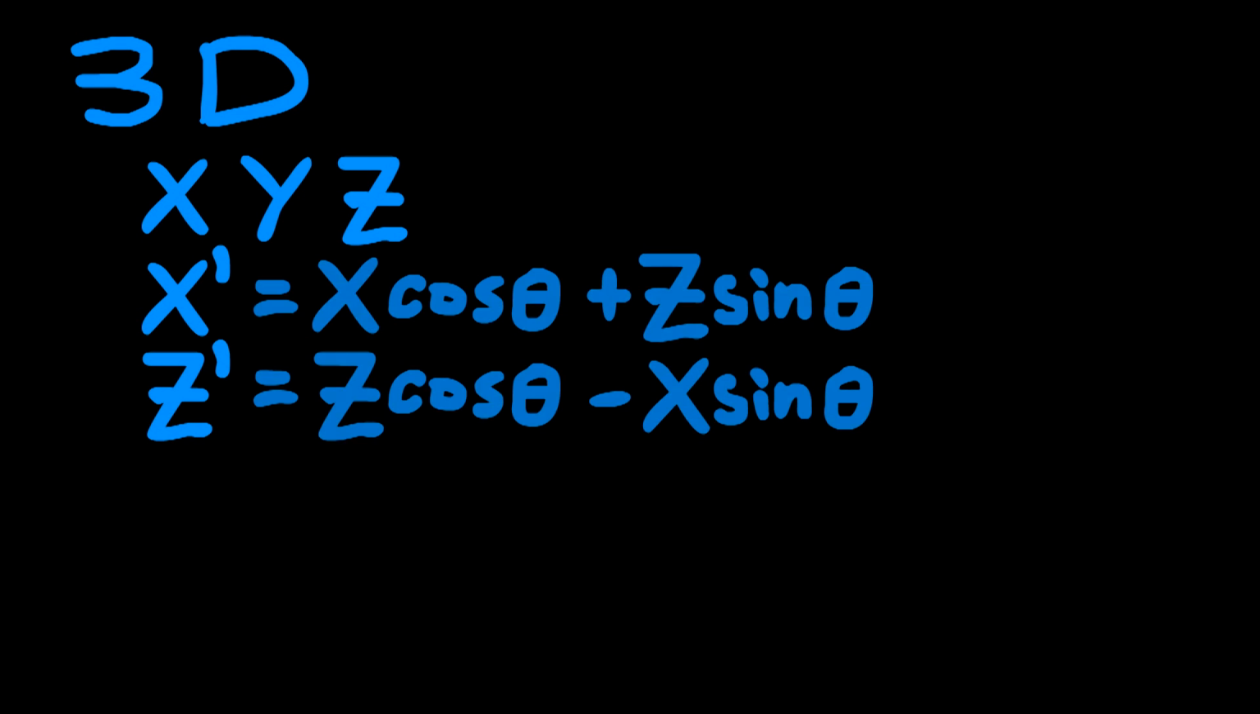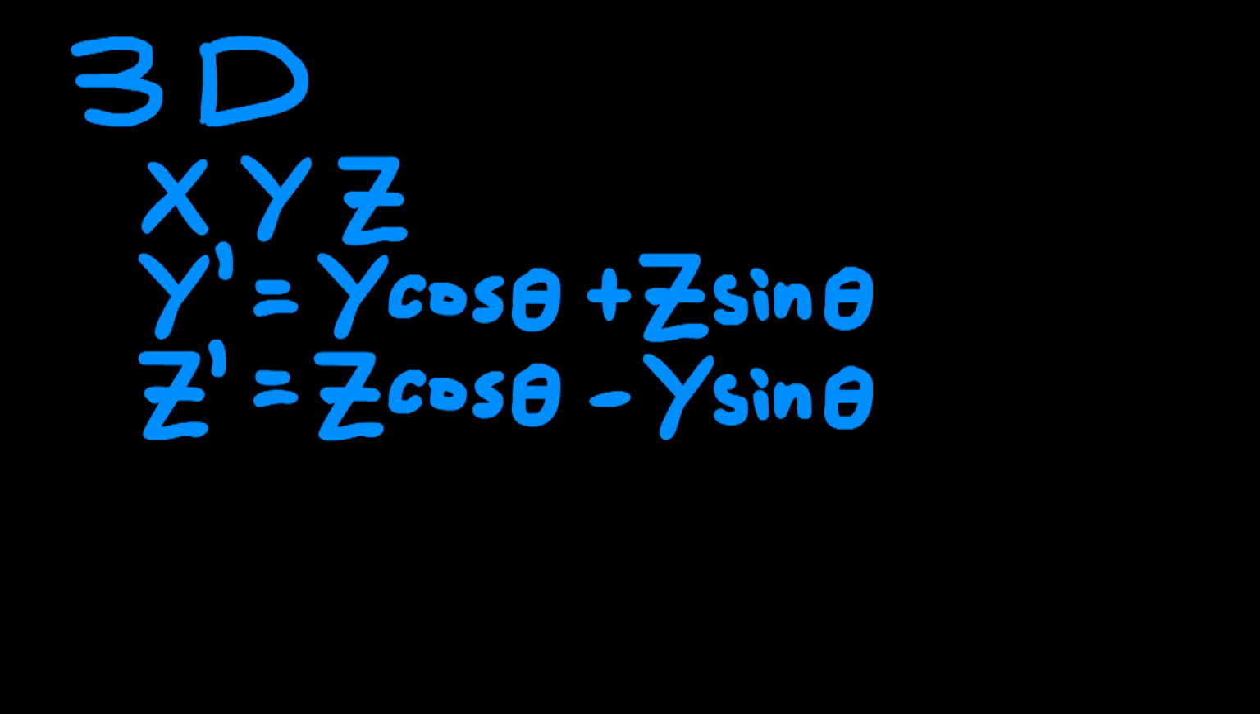If we rotate around the y-axis, it's pretty similar. Instead of taking x and y, we take x and z. The y-coordinate will not change in this rotation. Similarly, if we rotate around the x-axis, we take the y and z-axis and do similar stuff. The x-coordinate will not change in this rotation.